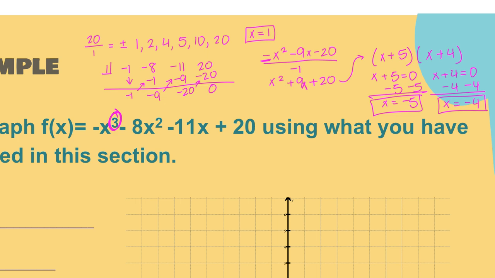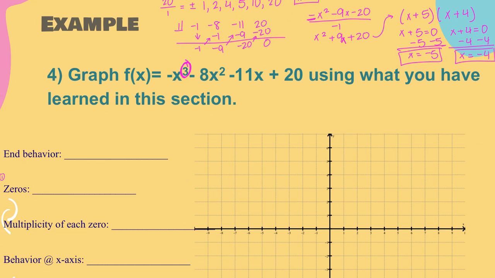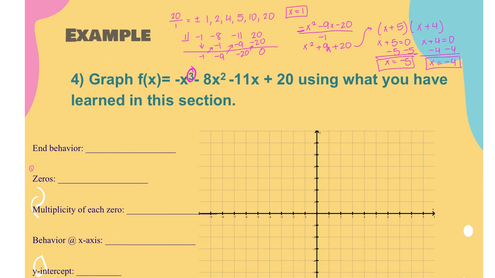Okay, all right, so I'm going to go ahead and write those on here for my zeros. Let me zoom out a little. I'm going to have x equals 1, x equals -4, and x equals -5. So first thing I'm going to do with that is put those points on my graph. So placing those points, I'm going to put them on 1, -4, and -5. Now, looking at it, what is my multiplicity of each zero?